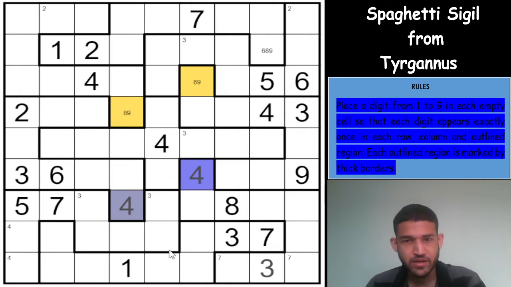Okay, so that must help us with the 4s. Okay, 4 in this region. Now we can deduce that it must be in one of these two cells, because the rest of the cells can't take a 4. Okay, so the 4 in column 9 cannot be in these three cells, cannot be here, so 4 goes in here.